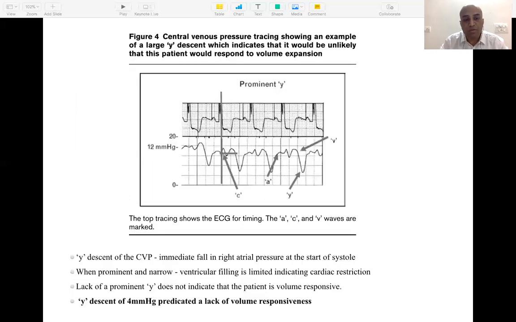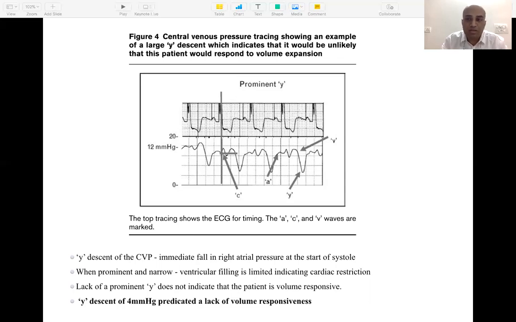And if there is a prominent Y descent, the Y descent usually indicates the immediate fall in right atrial pressure at the start of the diastole. If this Y descent is prominent, then that indicates ventricular filling is limited, indicating cardiac restriction. And if the Y descent is more than 4 millimeter of mercury, it predicts a lack of volume responsiveness.